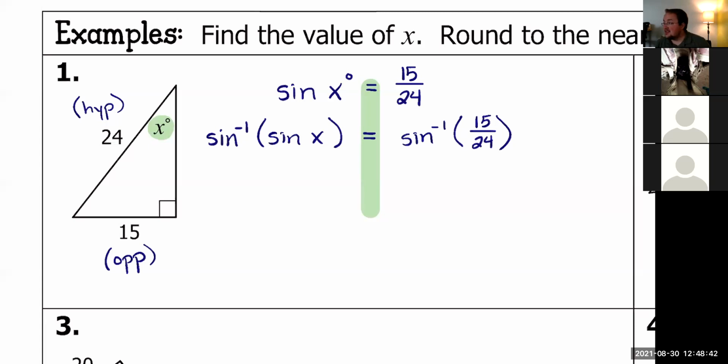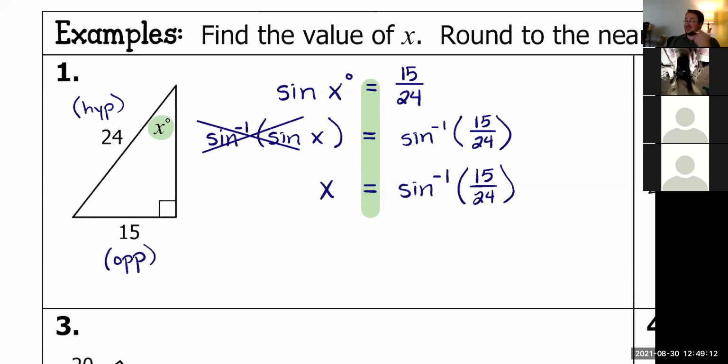Now on the left, it looks like a hot mess, but what we're left with is that the sine and the inverse sine, because they are inverses, undo each other, leaving me with just x. On the right-hand side, this is where we're going to need our calculator to actually calculate this.